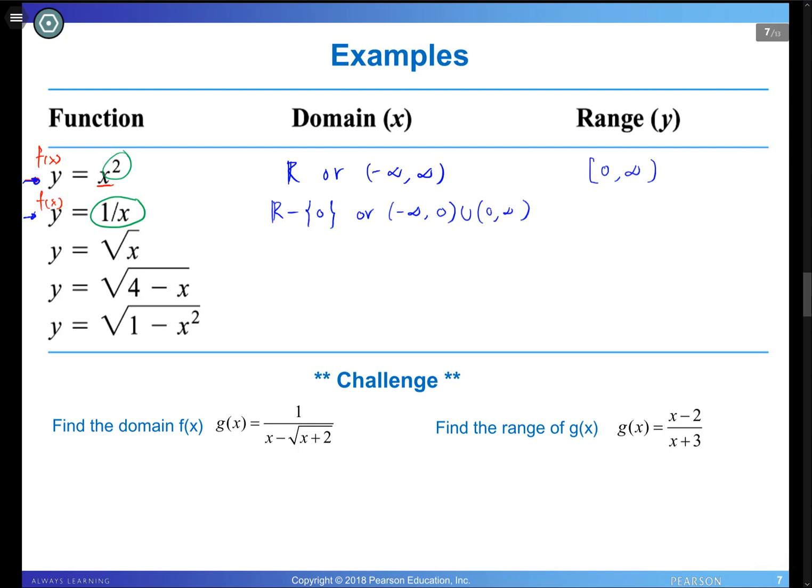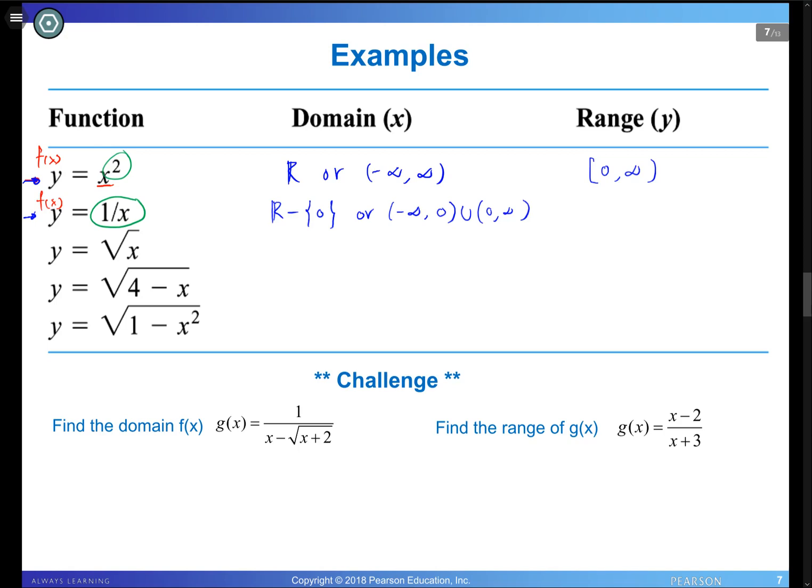What about the range? Okay, so let's check the y value. Can y be really big? Of course, if x is really small, y can be really large. So, large value of y, no problem with that.